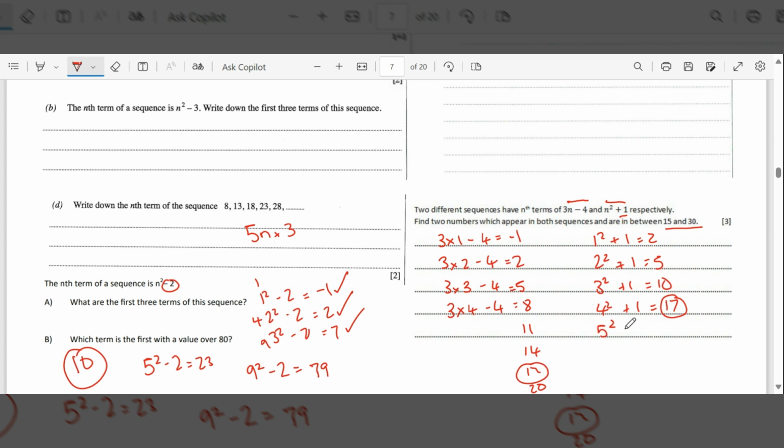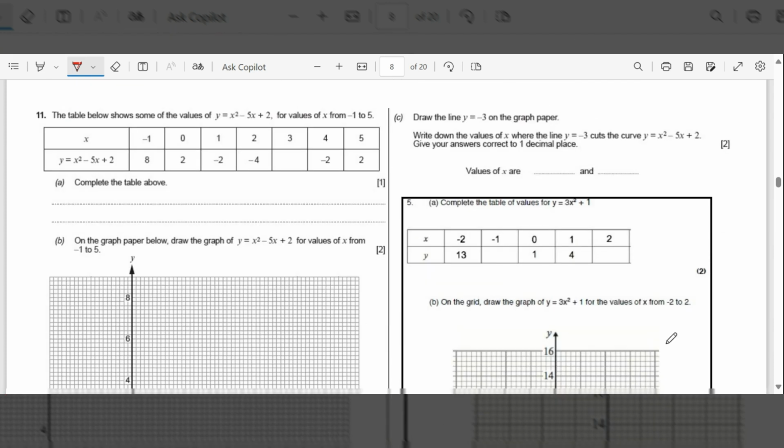5 squared plus 1 is 26. And I think we would get, if we kept going here, 26 would be in that one as well. That's sequences. Okay, my least favorite thing coming up here. Right, we've got a missing number, so we need to complete the table. We need to put that number in here.